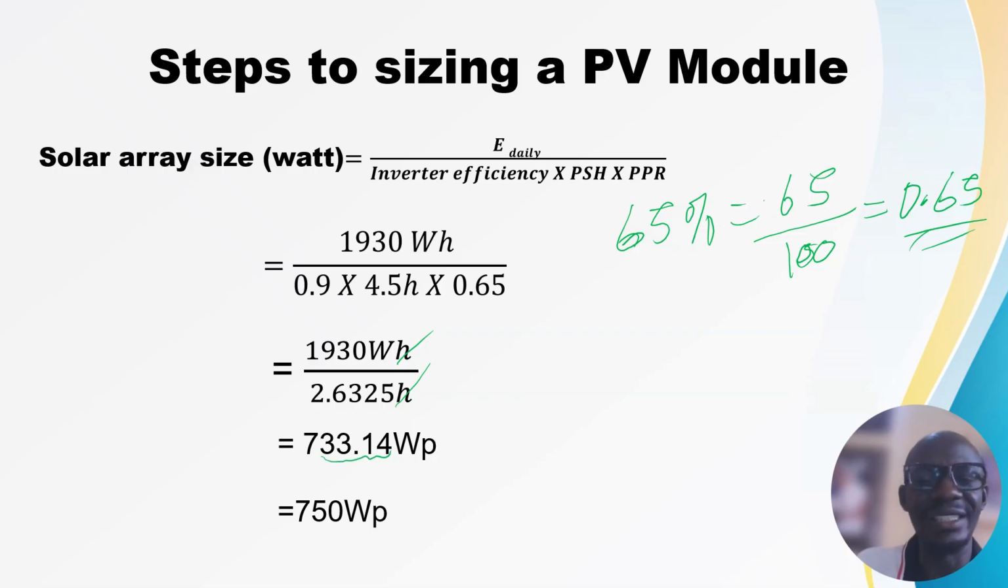And remember, we can get something like 733.14, but panels are not rated like that. So we just have to approximate up to 750, and I can decide that okay, I will use 800 watt peak. Do you understand? But you don't undersize. You don't say let me choose 700. No, that would be a great mistake. Are you getting it? You need to be up.